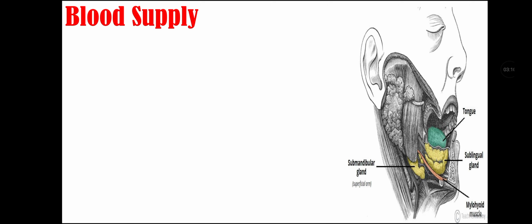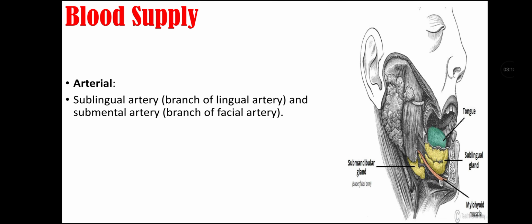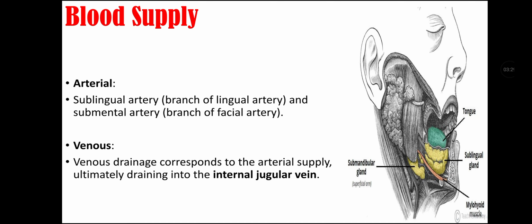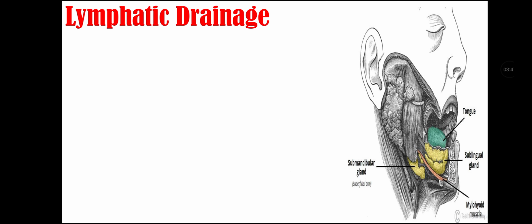Talking about blood supply of sublingual gland, blood supply includes arterial supply and venous drainage. Arterial supply of sublingual gland is by sublingual artery, that is the branch of lingual artery, and by submental artery, that is branch of facial artery. And venous drainage corresponds to arterial supply, and this venous drainage ultimately drains into the internal jugular vein. So as they correspond to the arterial supply, it has sublingual vein and submental vein.